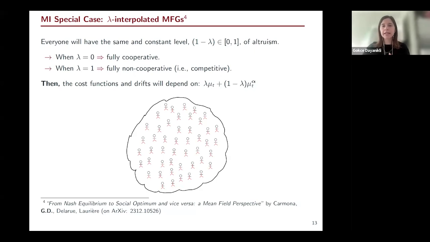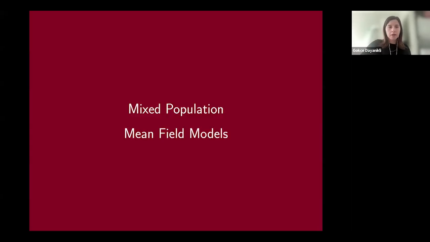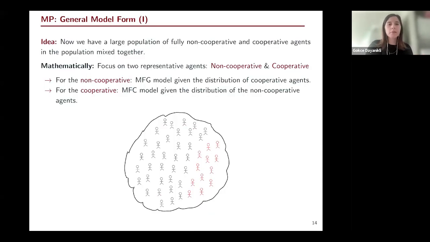So then in the modeling, instead of putting this mu t and mu t alpha separately in the general model, you can put the convex combination of them, and they will basically be seeing mu t with alpha weight and their individual effect with 1 minus lambda weight. So after this part, let's discuss a little bit the general formulation of the mixed population mean field models. And after that, we are going to start the motivating example.